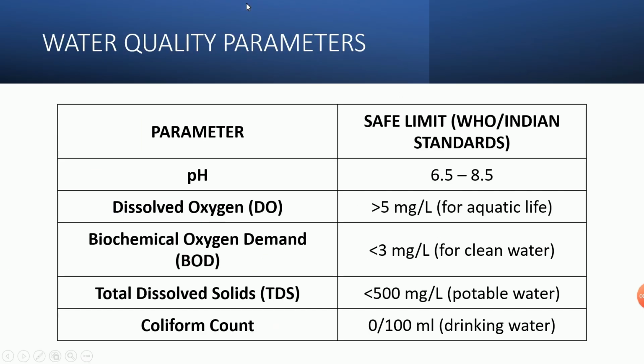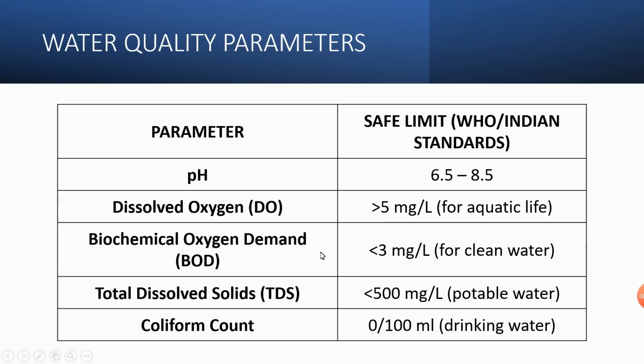Similar to the air quality index, here also water quality parameters are there, according to Indian standards as well as the World Health Organization, WHO. pH value should be 6.5 to 8.5, neither less nor greater. Dissolved oxygen should be greater than 5 mg per liter for aquatic life. Then biochemical oxygen demand should be less than 3 mg per liter for clean water.